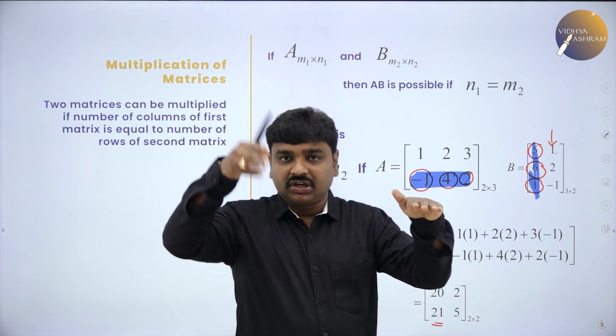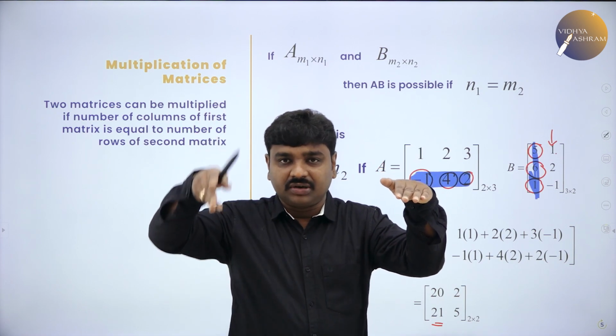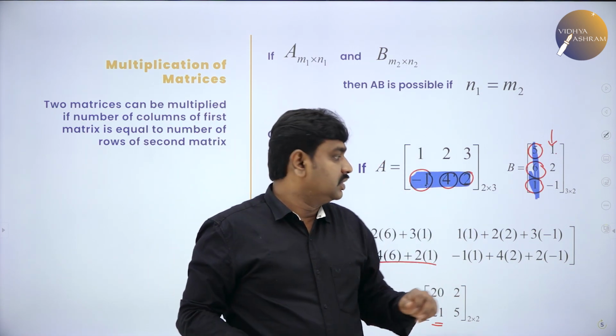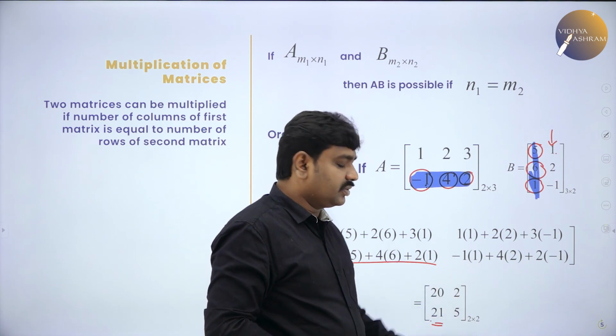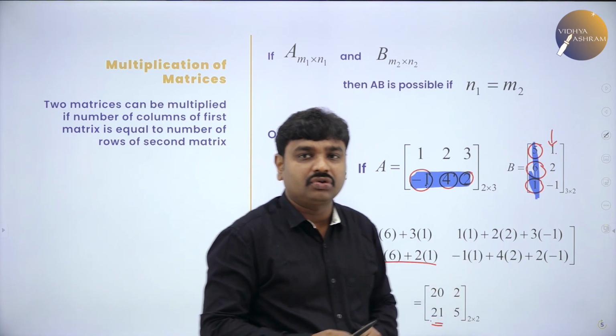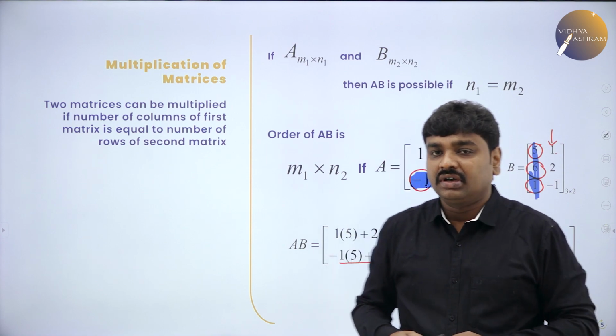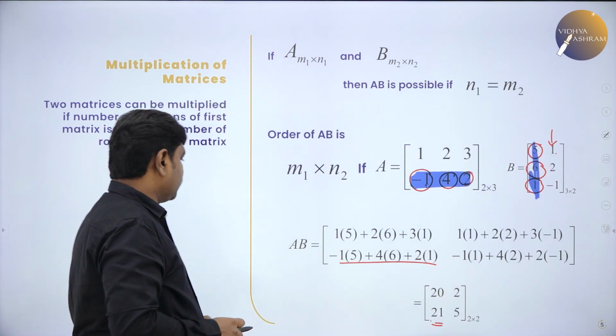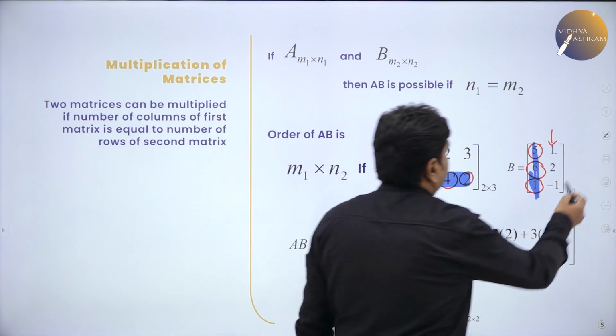First row with first column gives you one element. First row with second column gives you the second element of the first row. Then second row with first column gives you this element, and second row with second column. That's it. I hope all of you understood how to multiply two matrices, and we'll take some more examples. I'll take one more example to make you thorough with matrix multiplication.